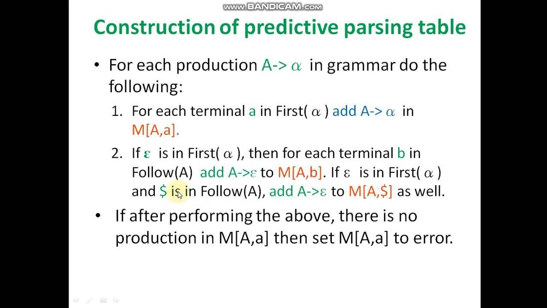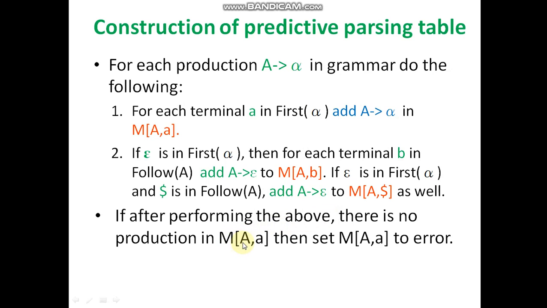If epsilon is in first of alpha and dollar is also in the follow of A, then add the null production A gives epsilon in the capital A row of the table M and in the dollar column as well. Again I am repeating, if epsilon is present in the first of the production body alpha of A and dollar is present in the follow set of capital A, then add the null production A gives epsilon in the table M, in the row headed by A and the column headed by dollar as well.